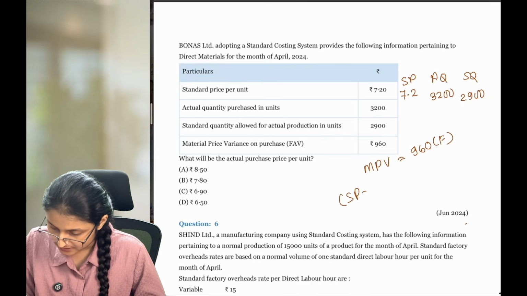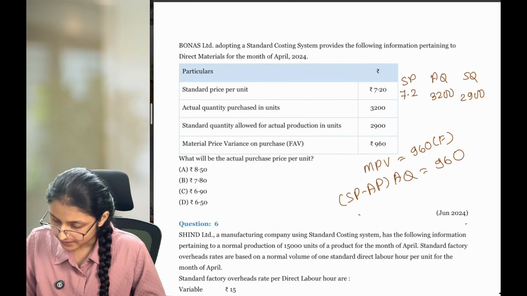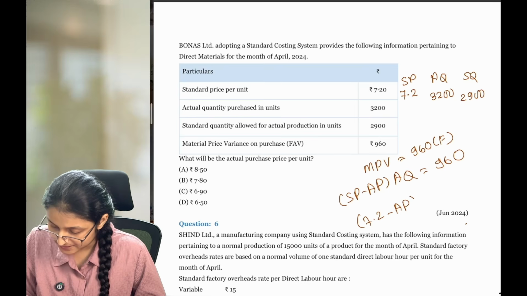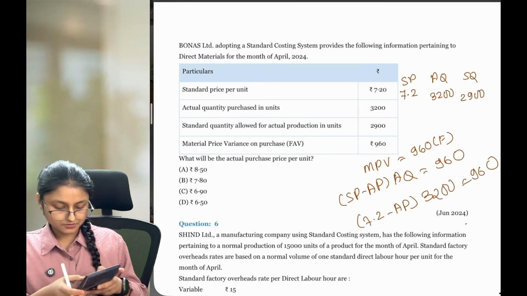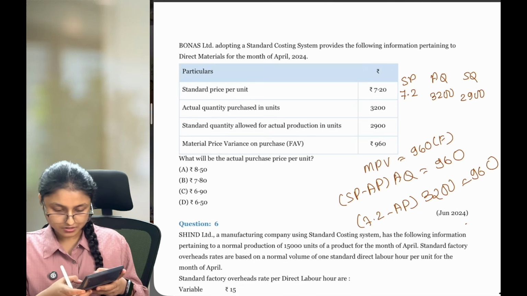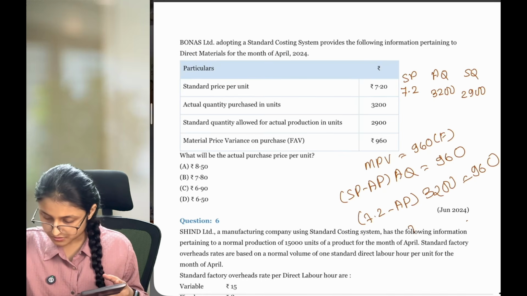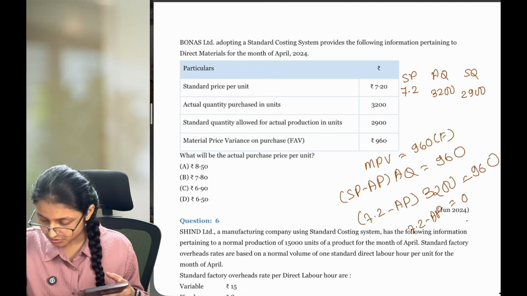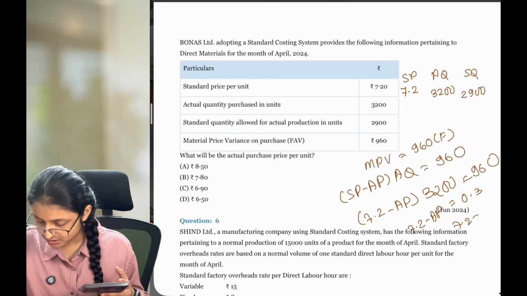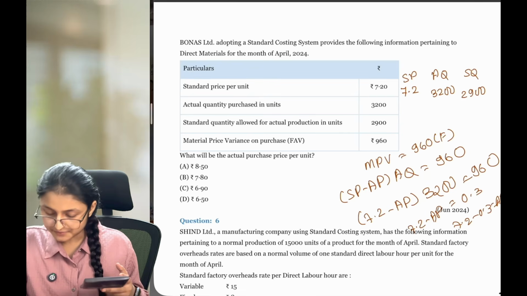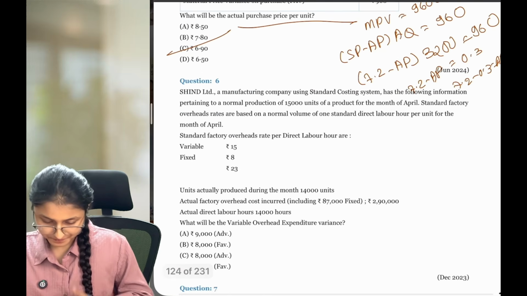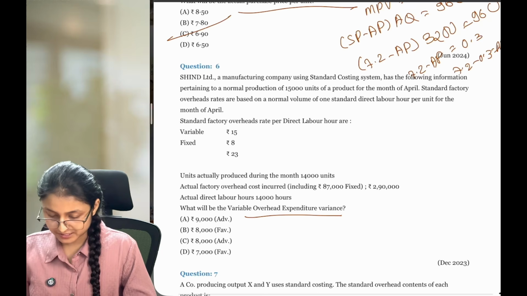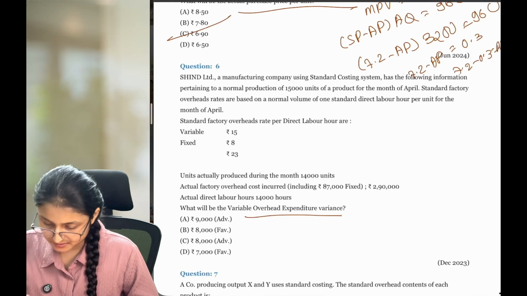So standard price minus actual price into actual quantity is equal to 960. And standard price is 7.2 minus actual price we don't know. Actual quantity is 3,200 is equal to 960. So 960 divided by 3,200 is 0.3. So 7.2 minus actual price is equal to 0.3. And if I take this 0.3 here and actual price there, I'm getting 6.9 as my actual purchase price per unit. Okay. Next, you need to calculate variable overhead expenditure variance, and the question provides us the normal production.